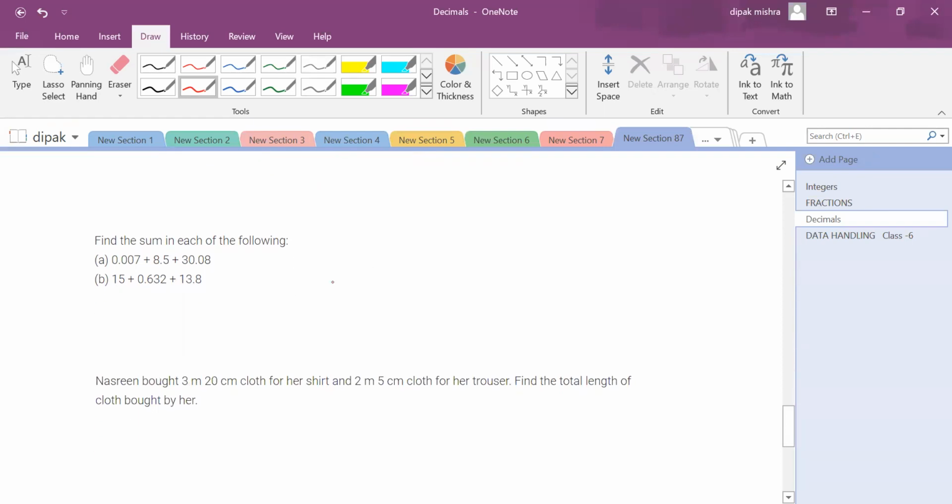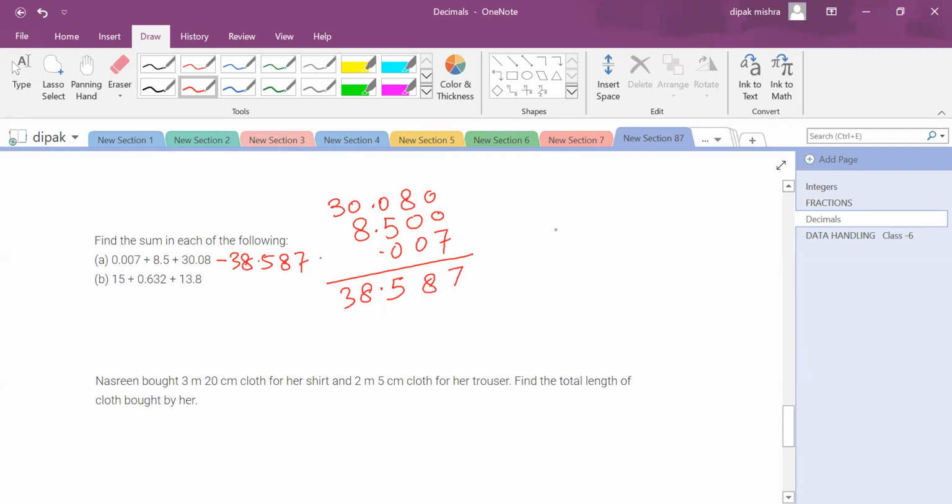Next question. How do you add the numbers? 8.5, 30.08, and 0.007. Where nothing is there, you put a 0 and just add it physically. So 7, and 8 and 5, and 8 and 3. So it will be 38.587. Right? So this is the answer.